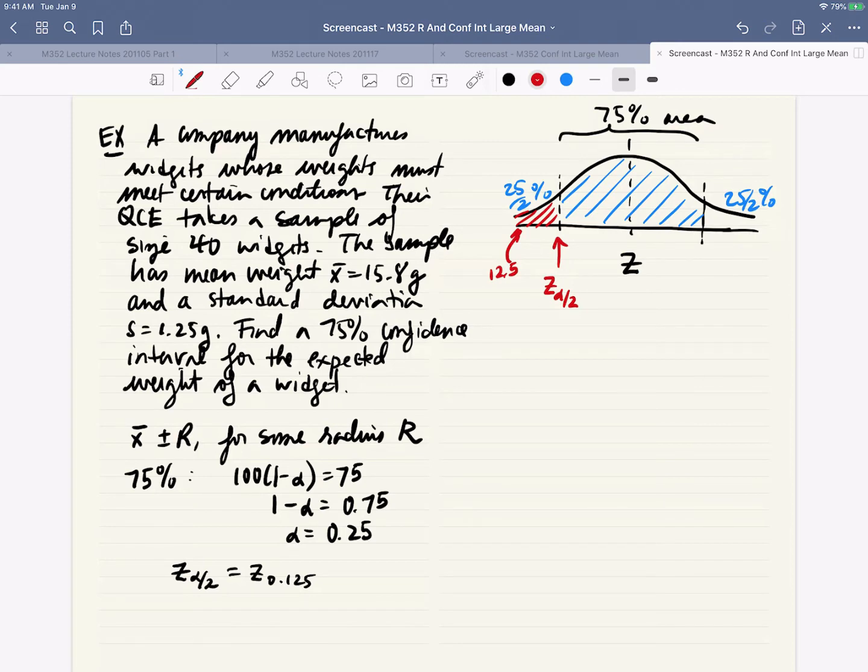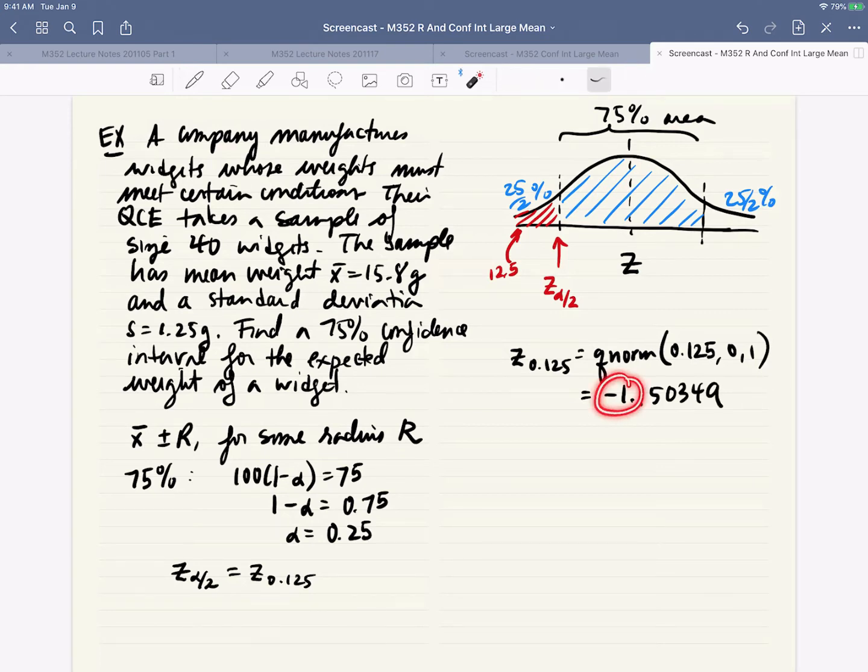So there's a couple ways we can do it. We can use the Z table in the front of the textbook, or we could use R. Let's use R. So we use the qnorm command in R. We put in the percentile we're interested in, in this case 12.5%, and the fact that we're using a standard normal. And R will spit out for us the number negative 1.150349. And don't be surprised by the negative number, because our z alpha over 2 here is to the left of our mean. Our mean is 0, so if you're to the left of 0, you're a negative number. So this is a number that we expect.